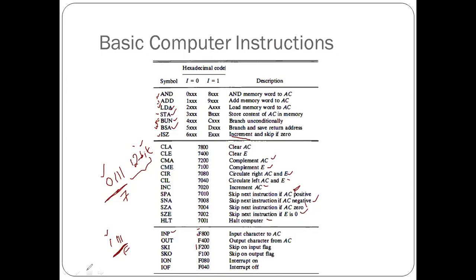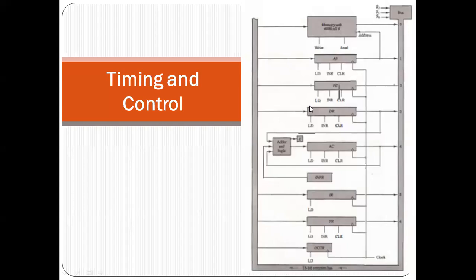Like read input, write onto output device, skip on input flag, skip on output flag, interrupt on or interrupt off. These are different IO operations. So totally 25 instructions are used in a basic computer for instruction set completeness.